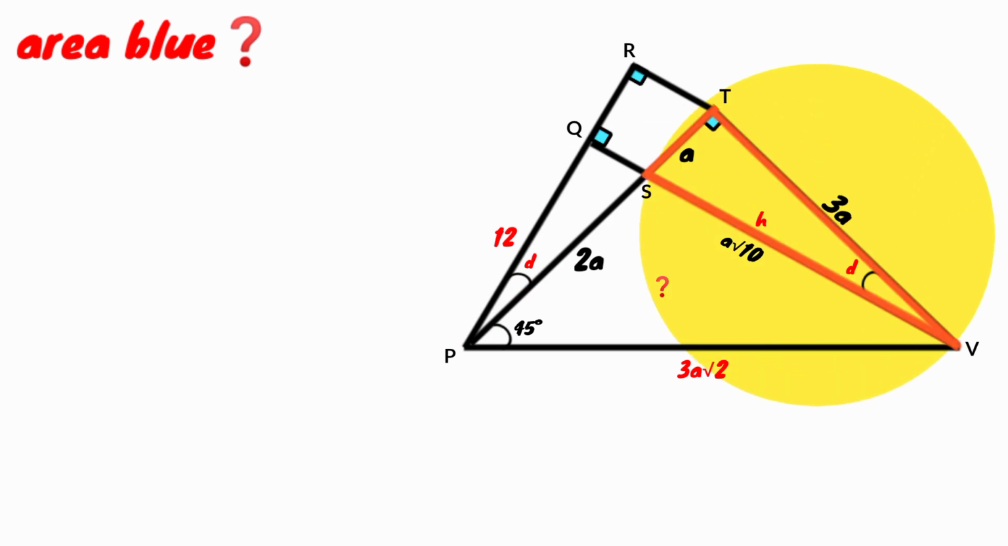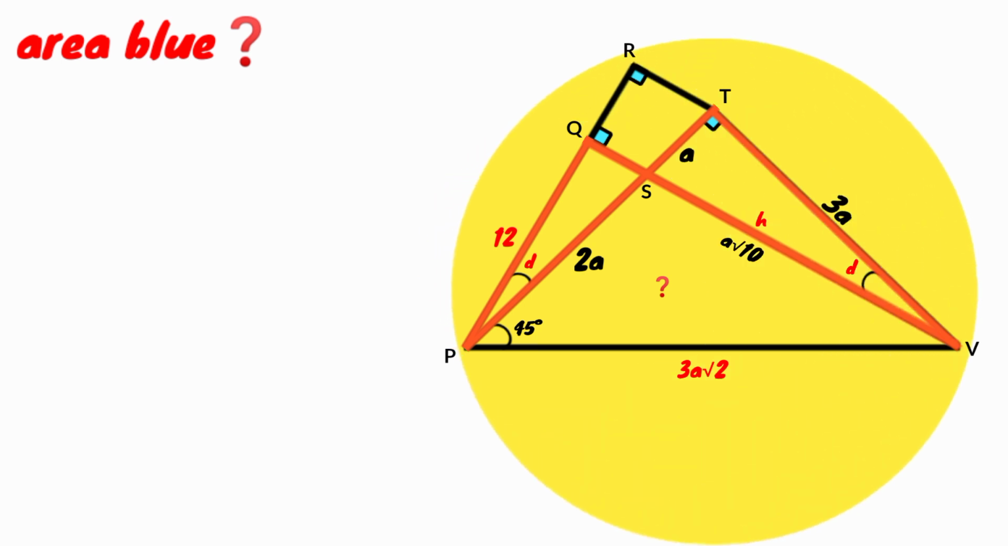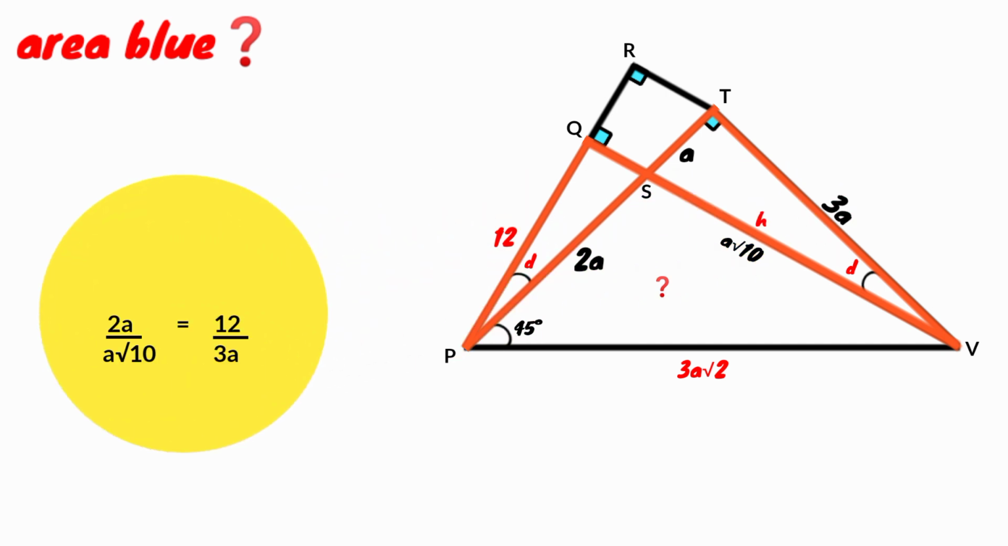We look at this triangle. It is a right angle triangle and it has an angle D. Same is for this triangle. It is also a right angle triangle and it has an angle D. That makes the two triangles similar. So if we take the ratio of their sides, this side facing the right angle divided by this side also facing the right angle must be equal to this side divided by this. So 2a over a root 10 equal to 12 over 3a.